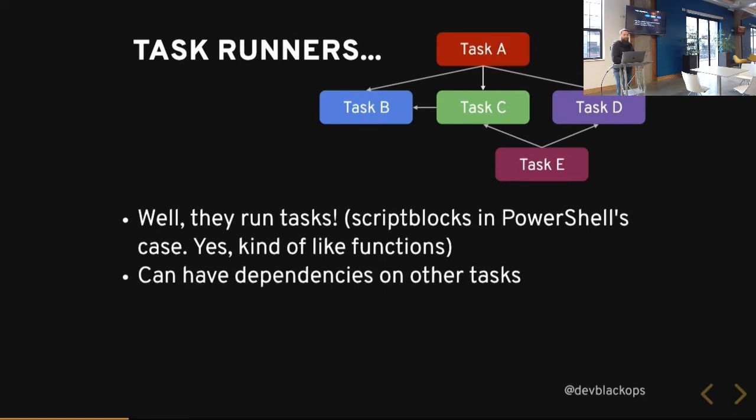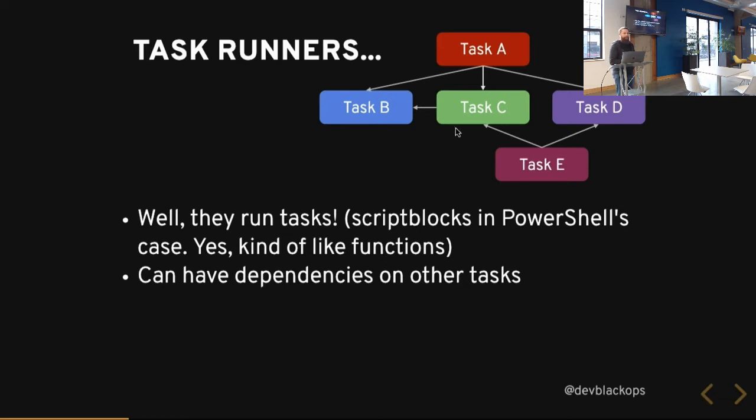Tasks can have dependencies on other tasks. So in this example above, I would ultimately like to run task E. Well, in order to run task E, it depends on tasks C and D. Task C depends on B. Task E also depends on D, etc. So those have to complete before task E can run.